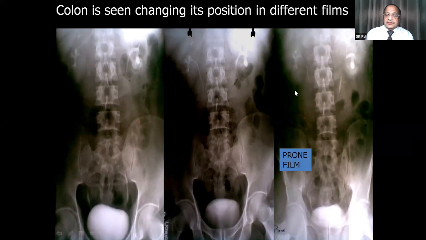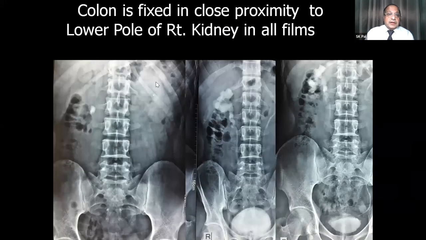Over these three x-rays, over a period of 1 hour or maybe 45 minutes, we know the colon is changing its position. In this x-ray, when you are studying the IVU, you study the colon. Colon remains fixed in all the films in relation to the lower pole of the kidney. So you have to be really careful when you are making a puncture.